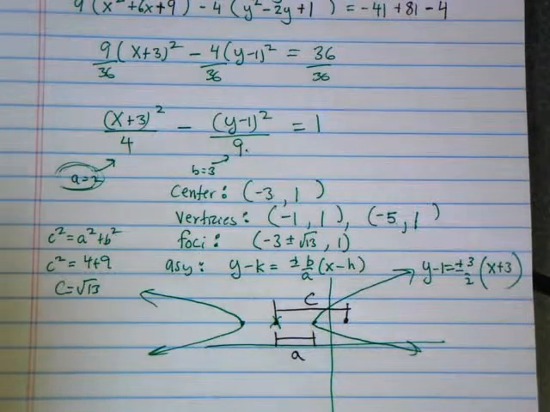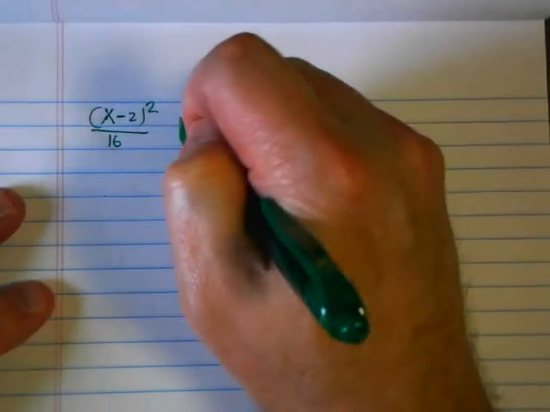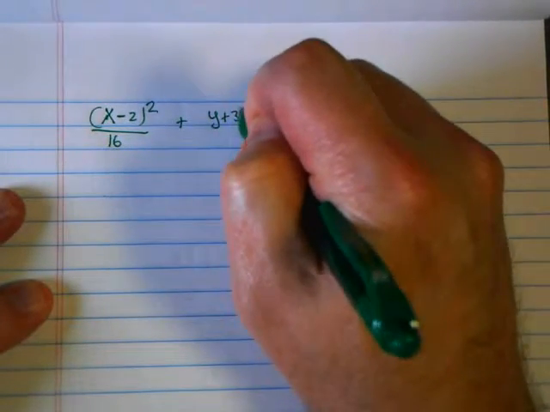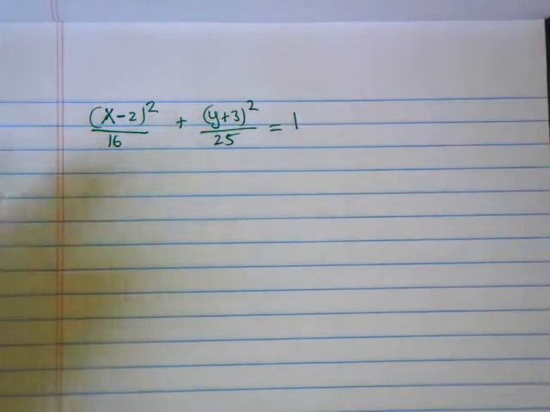Can we do an ellipse one? Sure. Let's do one that's already all completed, so it's a little bit easier. How about we had x minus 2 squared divided by 16 plus y plus 3 squared over 25 equals 1.